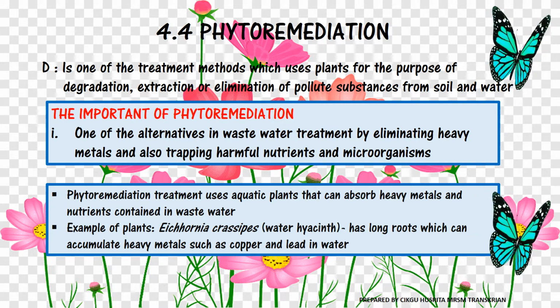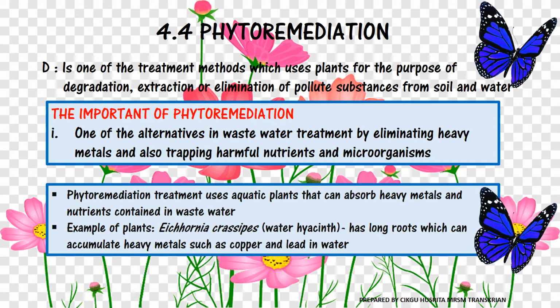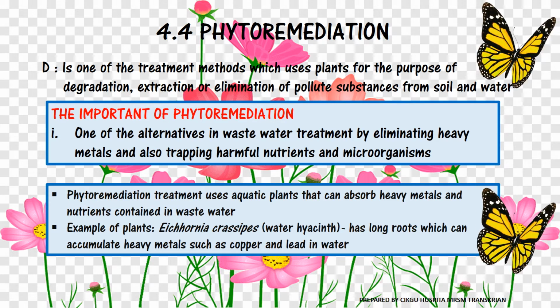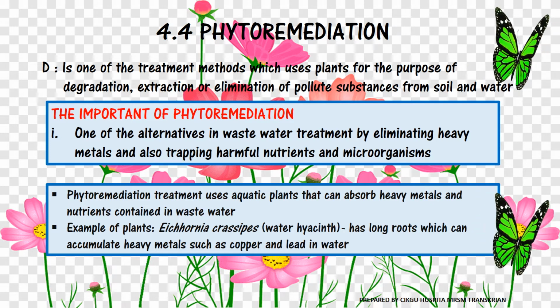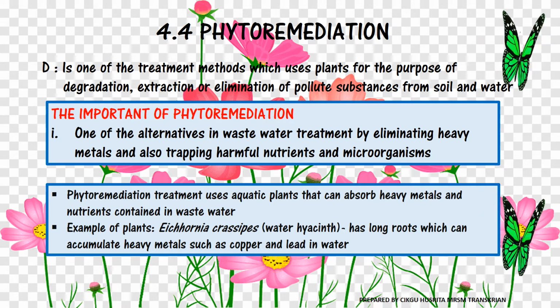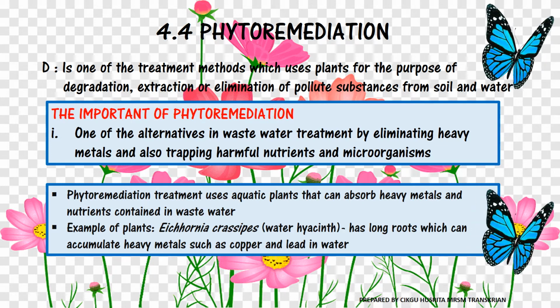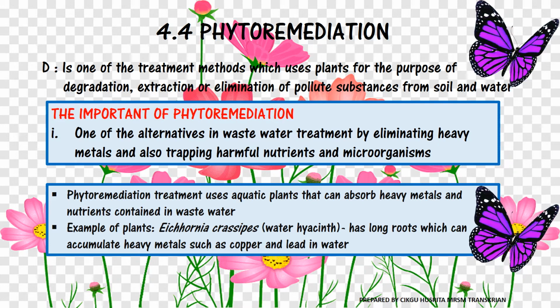The environment and human health can be affected if wastewater from domestic, agriculture, breeding and industrial activity is not treated. The water supply will be filled with heavy metals and pollutants. Management and wastewater treatment are important to overcome the lack of clean water, water pollution issues and the increasing cost of water treatment. To overcome this problem, the phytoremediation method is one of the alternatives in wastewater treatment, by eliminating heavy metals and also trapping harmful nutrients and microorganisms.